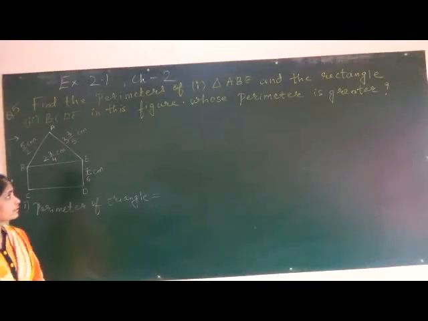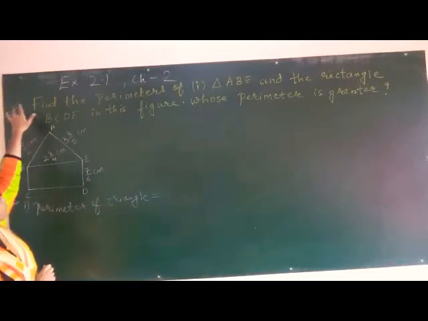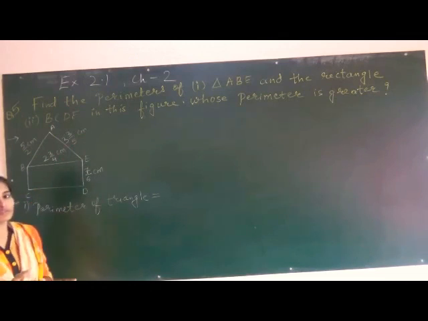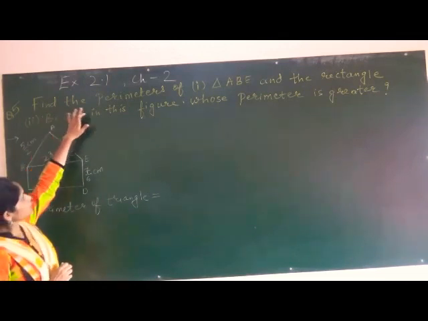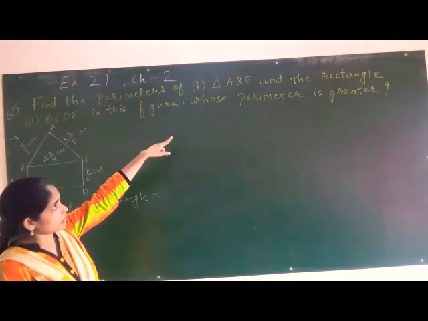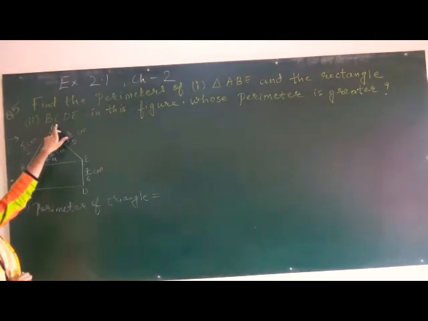Good morning students. Now we will see question number 5 of exercise 2.1, fifth word problem. So let us see the question. Question is: find the perimeter of triangle ABE and rectangle BCDE.